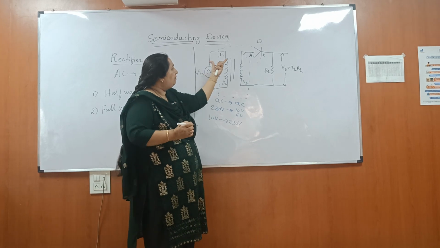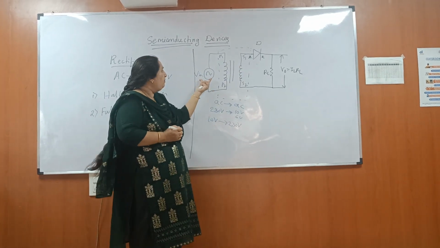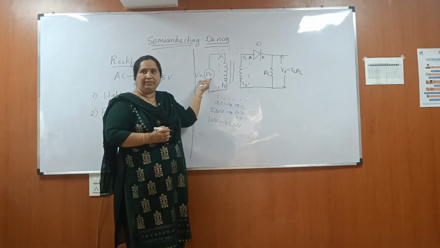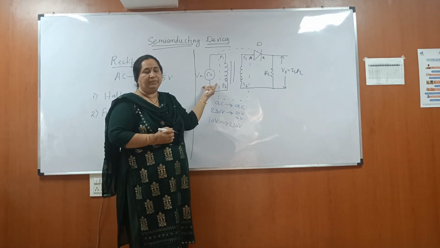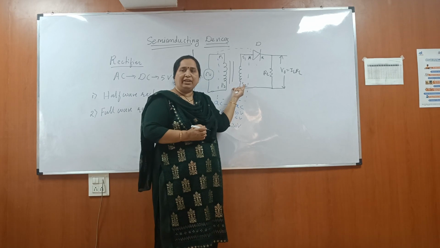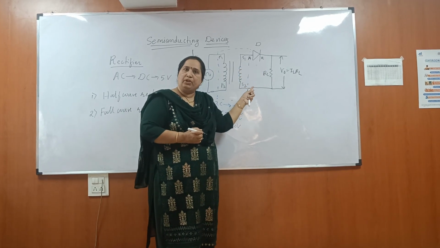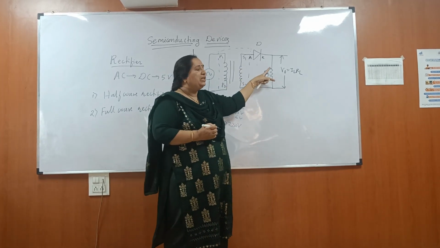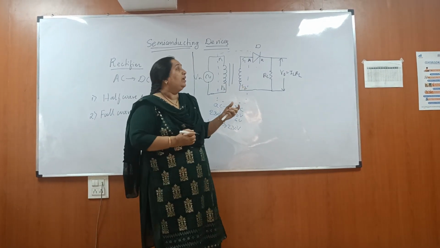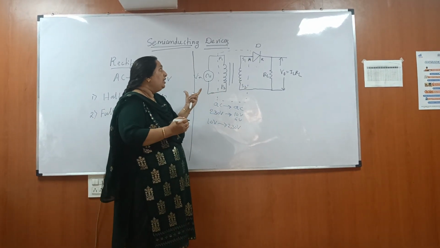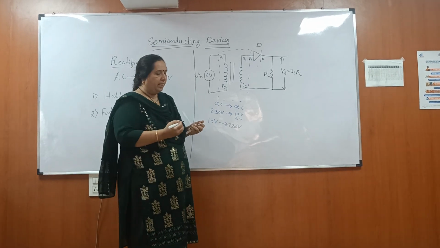Now the construction of this half wave rectifier: the input AC, which is to be rectified, is applied to the primary windings of the transformer. Then the secondary windings are connected to the diode through the load resistance, and output is taken across the load resistor. This is the construction of the circuit. Now let us see how it works.